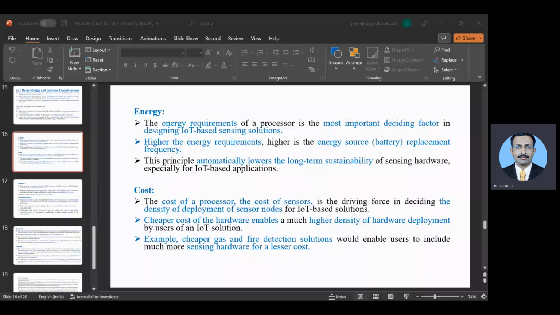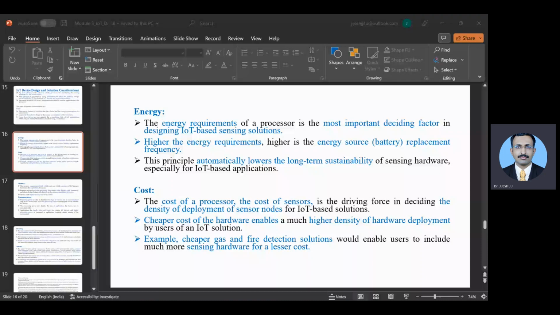Okay. Example: cheaper gas and fire detection solutions. This is very important. So these are some of the parameters. Still, we have a few more parameters. What are those? Memory and processing power.